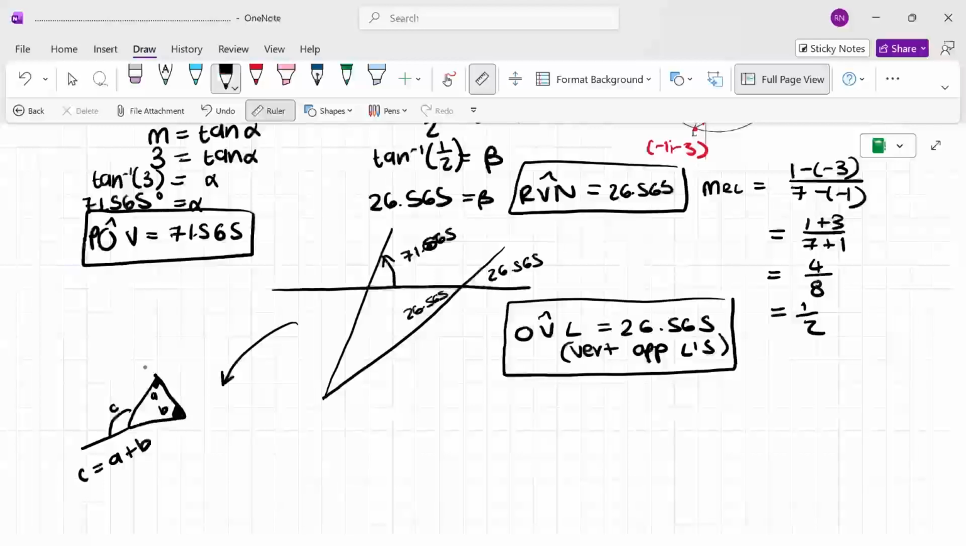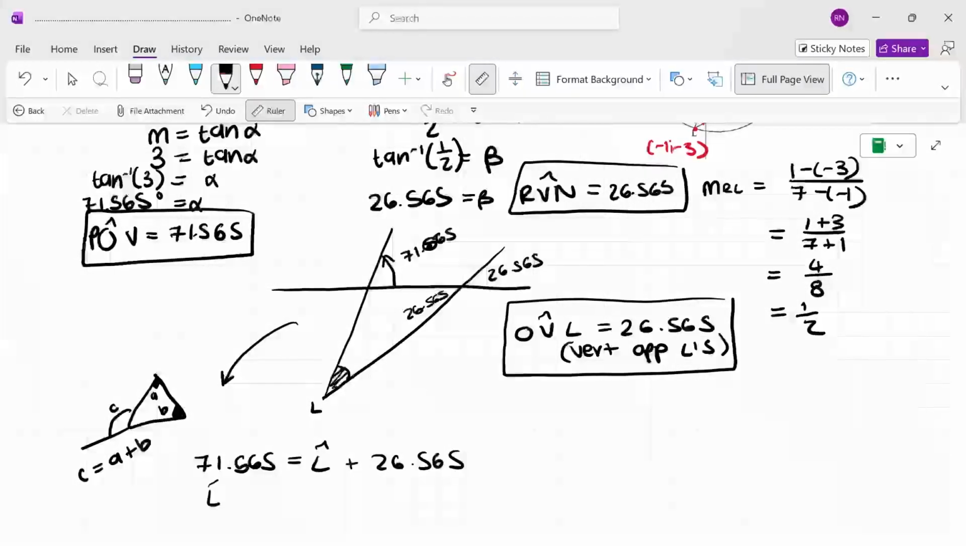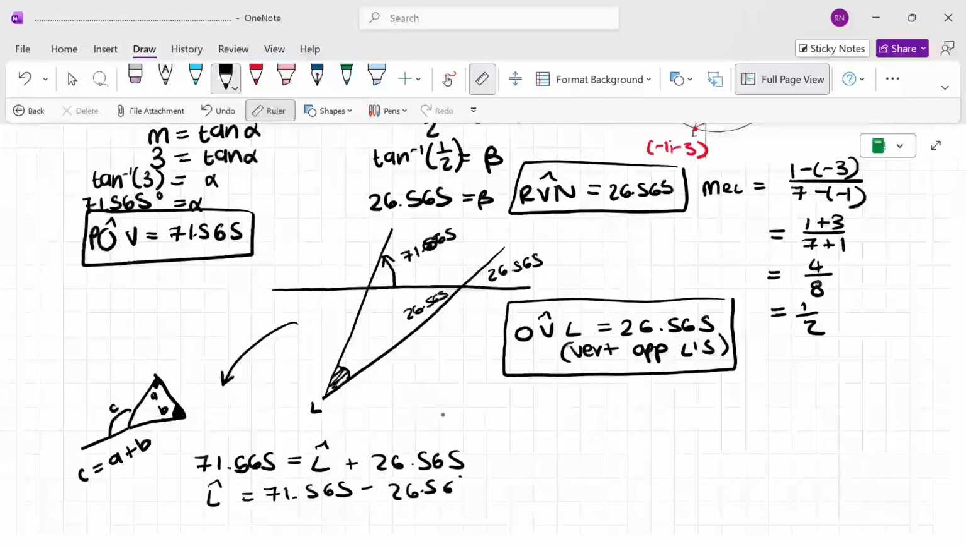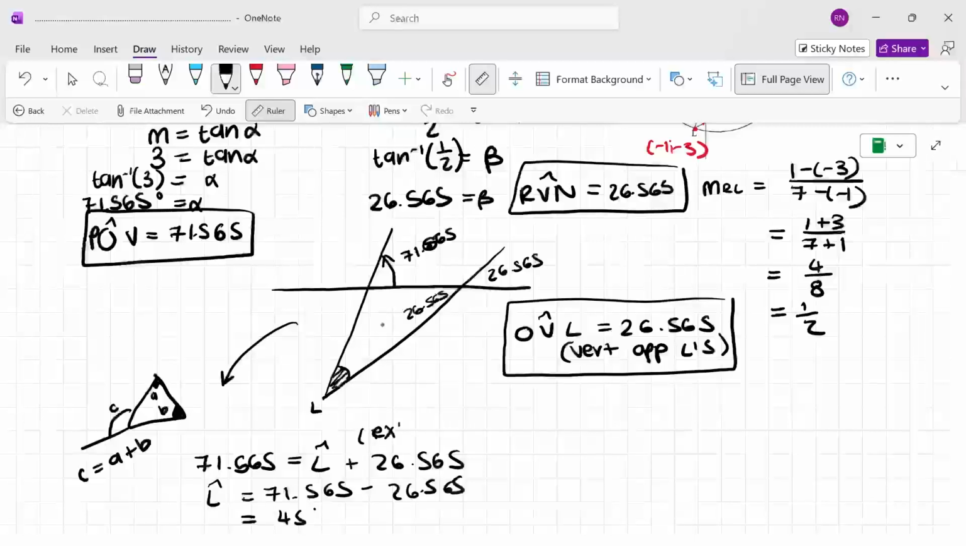If I'm using the exterior angle of a triangle, I know that angle L, 71.565, is going to be equal to angle L plus 26.565. And so I end up finding my angle L to be 71.565 minus 26.565, which will be equal to 45 degrees. And this would be using exterior angles of a triangle.